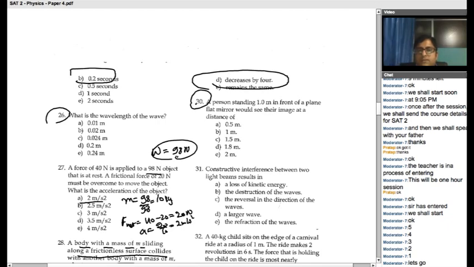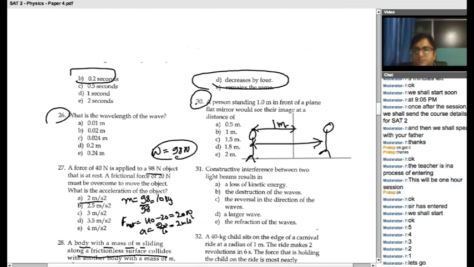Yes, so what is the answer? See, this is a plane mirror. So let's say you stand in front of the plane mirror. You are here, and they are asking where is your image. If you are at a distance of 1 meter, then how far is your image from you? What is the answer? Okay, correct. 2.